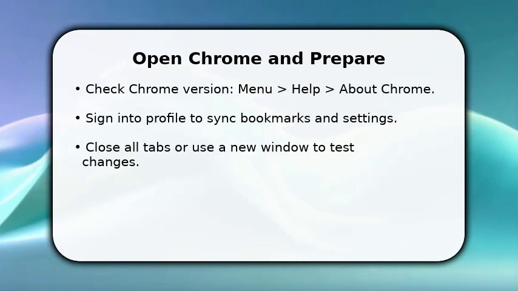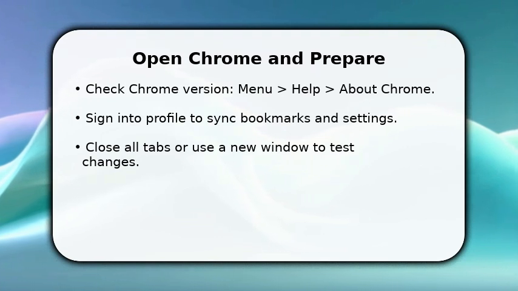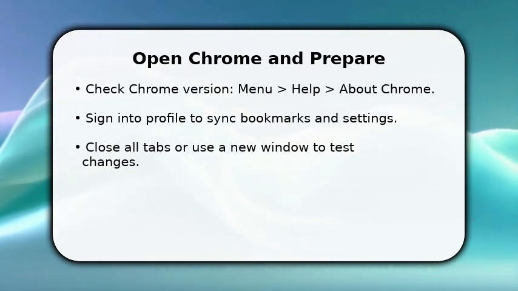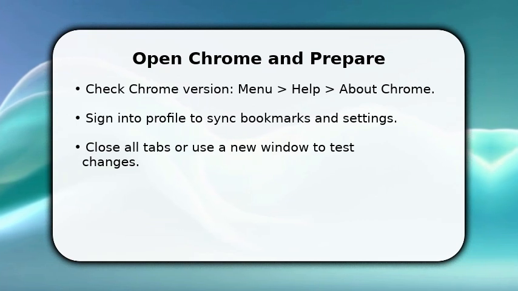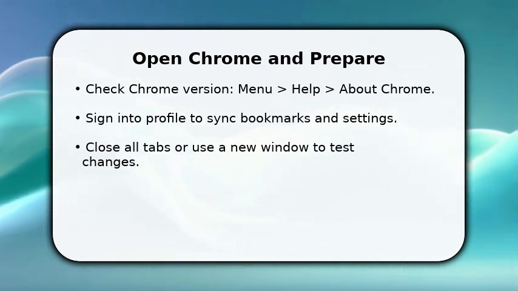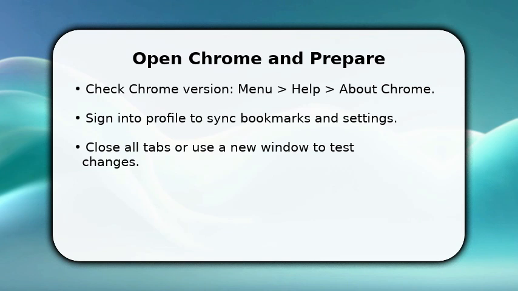You'll start by confirming your Chrome version and signing into your profile so settings sync across devices. Once done, open a fresh window to avoid extension interference. This makes visual changes visible immediately.